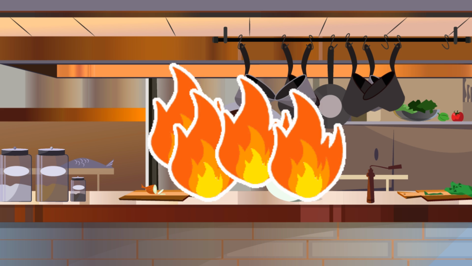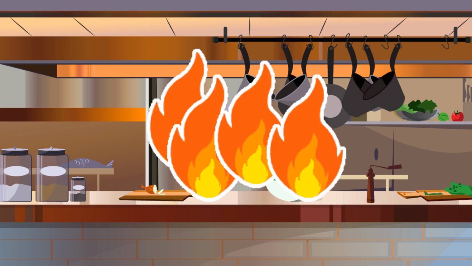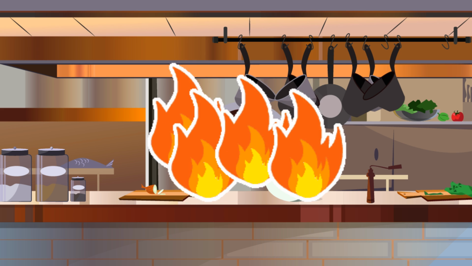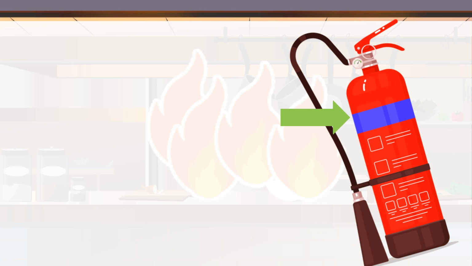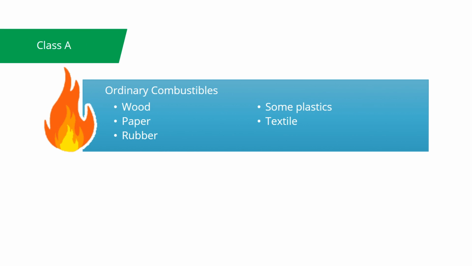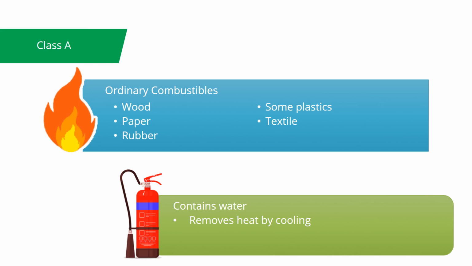All fires are not the same. In fact, there are five classes of fire and each requires a specific extinguisher. Before using an extinguisher, be sure to take note of the classification on the label. A Class A fire consists of ordinary combustibles. A Class A fire extinguisher contains water to remove the heat from the fire by cooling it.